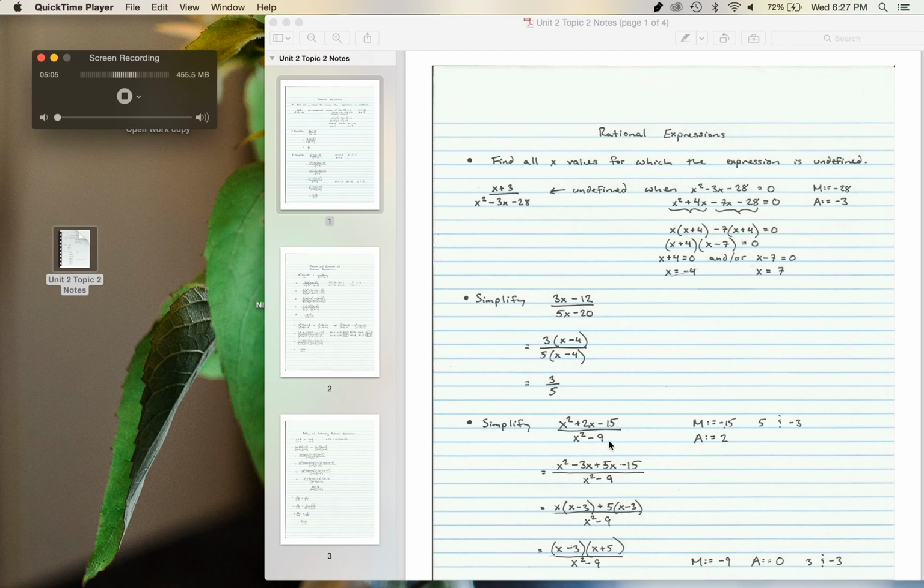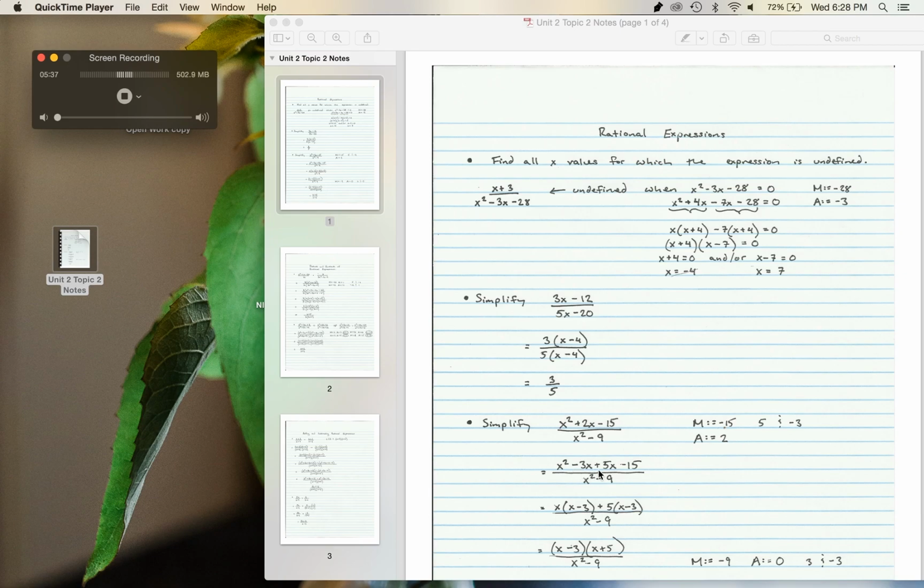So for the top, let's see, I want to find two numbers that multiply to negative 15 and add to 2. How about 5 and negative 3? 5 times negative 3 is negative 15, and 5 plus negative 3 is 2. That will work. So I will rewrite this rational expression, and I'm going to replace the top with a new version of itself. I'm going to replace the 2x in the top with a 5x and a negative 3x.